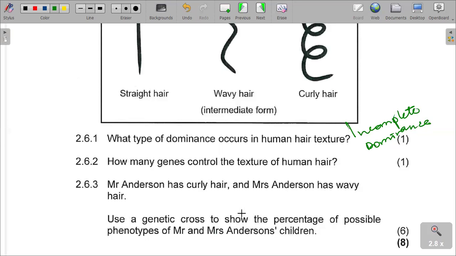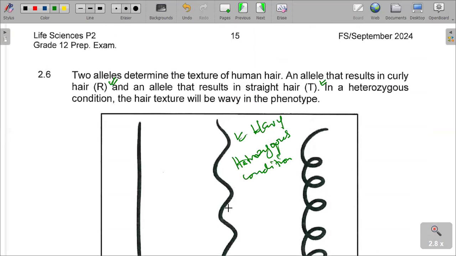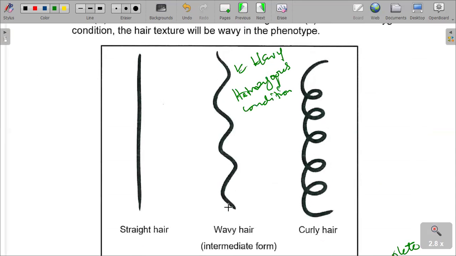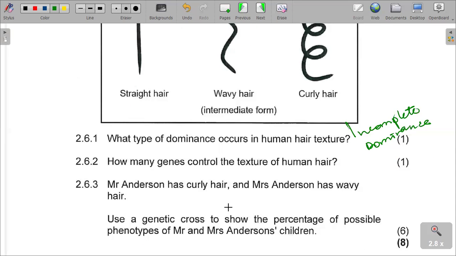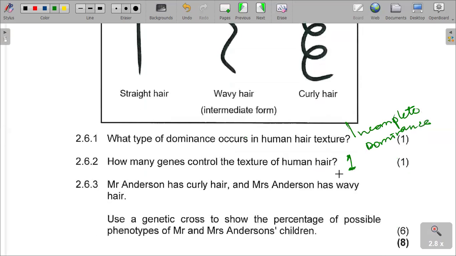And then, how many genes control the texture of hair? In this case, how many genes control the texture of hair? We can quickly agree that there is only one gene. Only one gene controls the texture of hair. Take note of that.